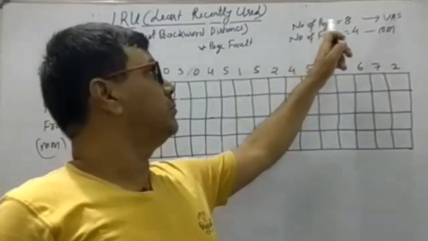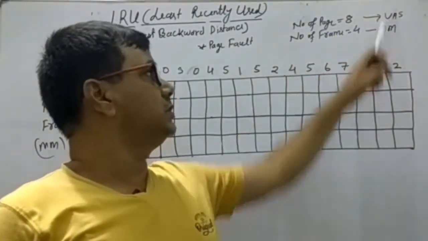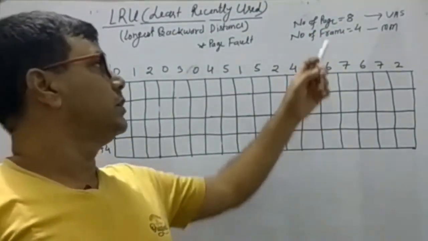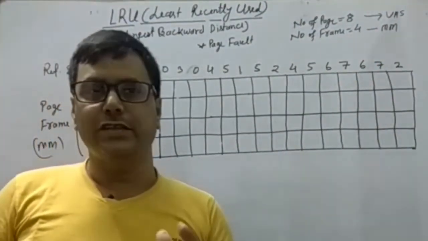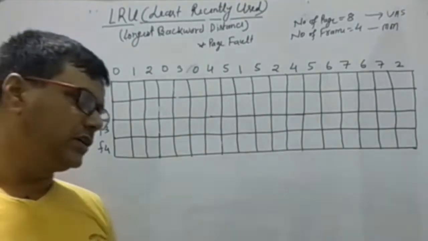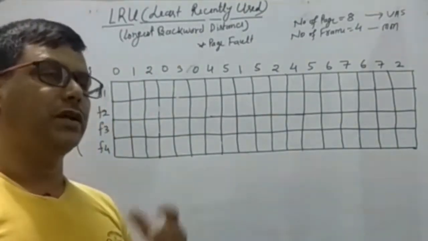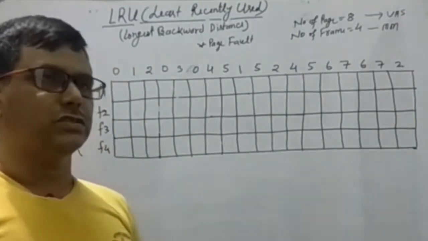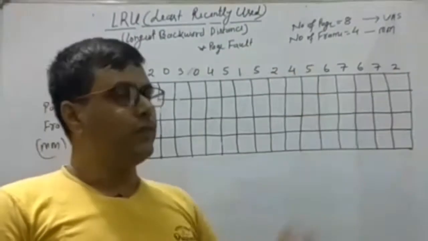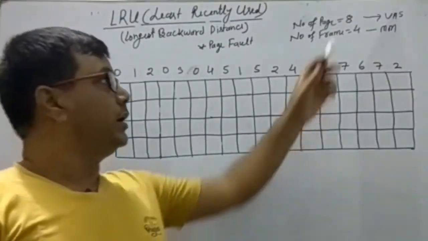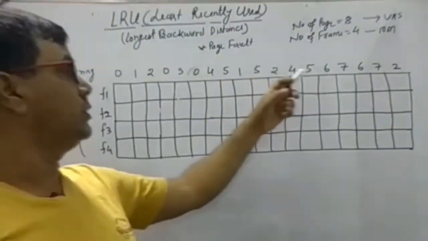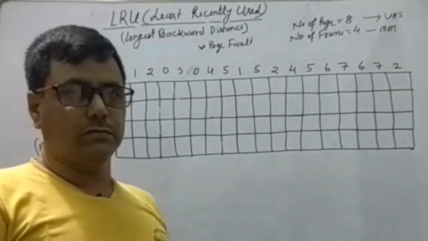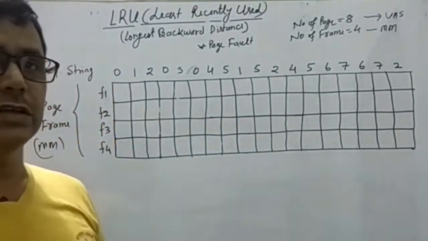Here there are 8 pages in the virtual address space, and the number of frames is 4 in the main memory. Always remember, mapping is needed only if the number of pages in the virtual address space is much more than the number of frames. Then we need to map. These 8 pages are 0, 1, 2, 3 and so on. The maximum page number is 7; 0 to 7 means a maximum of 8 pages.